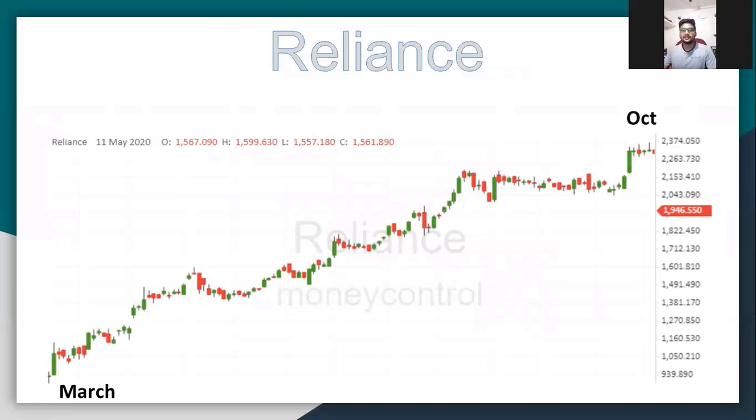Now this is what a candlestick chart looks like, right? We are going to discuss in detail how to read a candlestick chart. But right now, what you see is a chart from Reliance Industries, and you see that it is starting from March and moving upwards until it reaches October, right? So this is a clear uptrend.